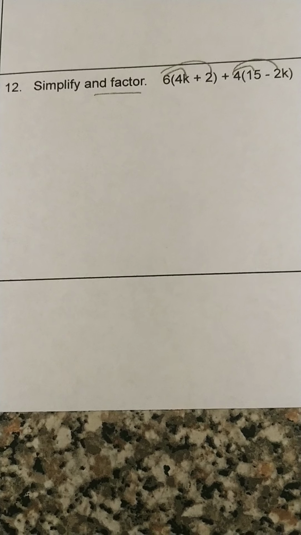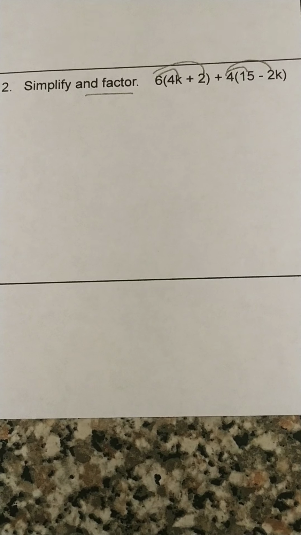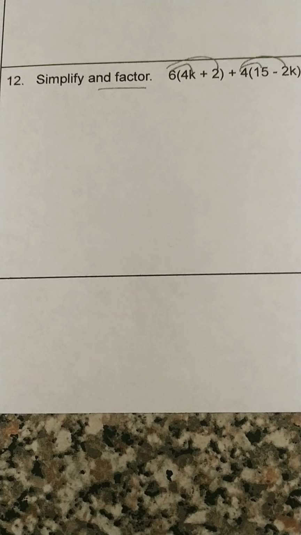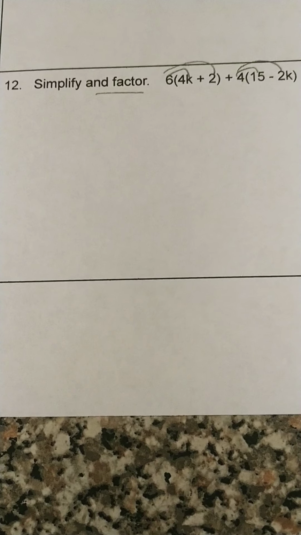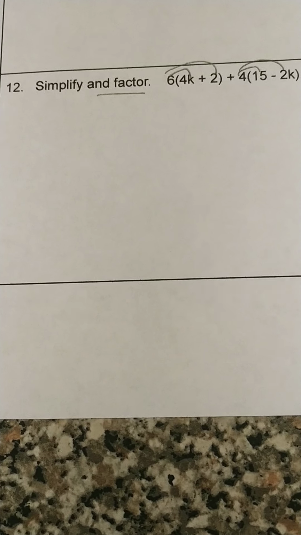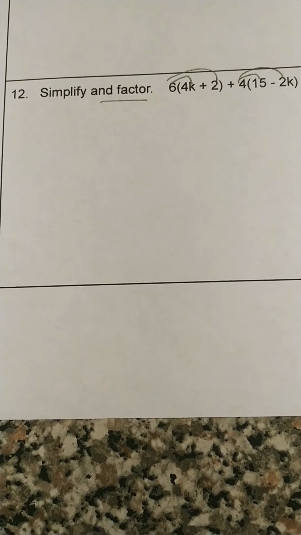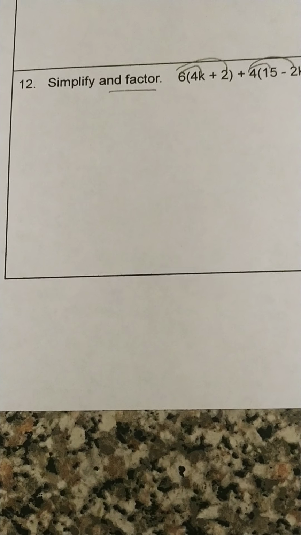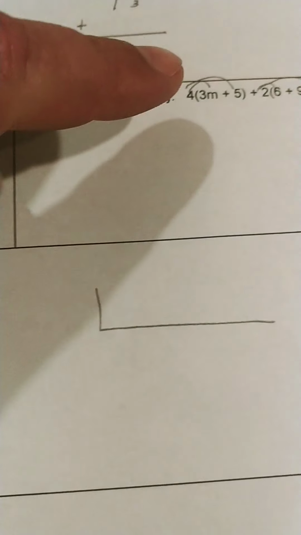For the last problem, simplify, so that's expand out 6 times 4k plus 6 times 2 plus 4 times 15 minus 4 times 2k. Then you're going to combine your like terms. Then factor, that means you're going to end up with 2 terms, and you're going to put that into a factor ladder. So you're going to have a k term and a whole number term, and you're going to find the common factor that can go into those terms, and you'll end up making a problem that looks kind of like this when you're done.